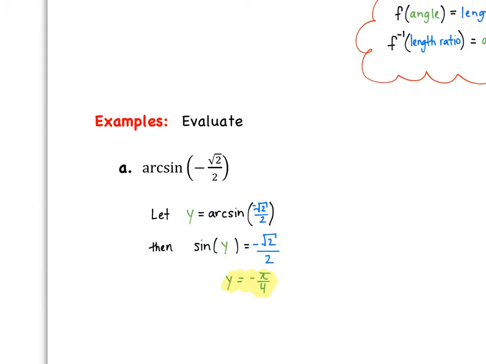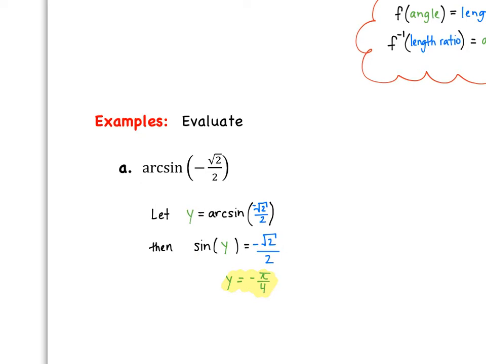Okay, so let's evaluate arc sine of negative root 2 over 2. So remember, that's just like saying inverse sine. The first thing we're going to do is let y equal this entire quantity. So y equals arc sine of negative root 2 over 2. So what does that mean? Using our little note from up above, if y equals the arc sine of that length ratio, then the sine of y equals negative root 2 over 2.